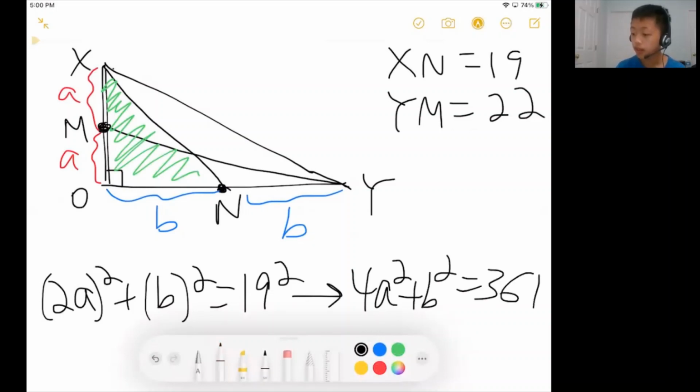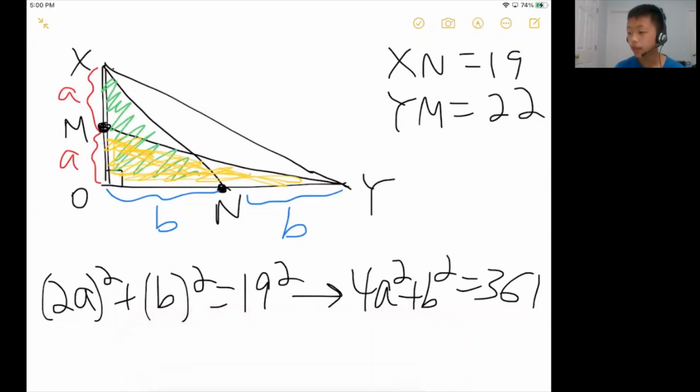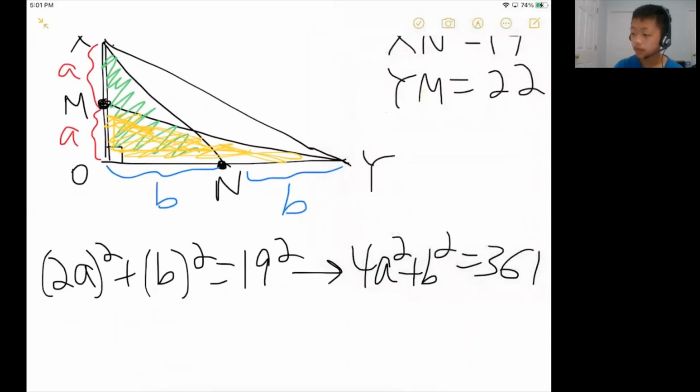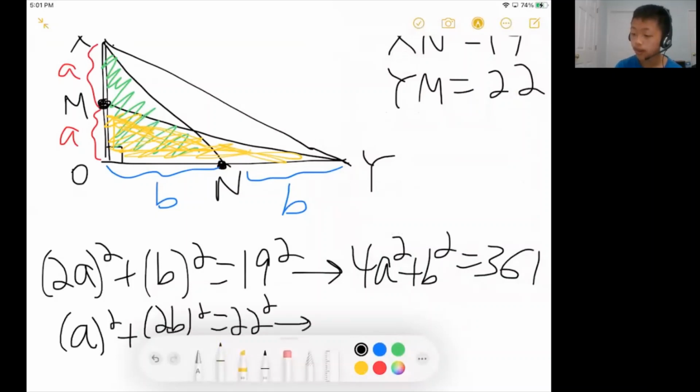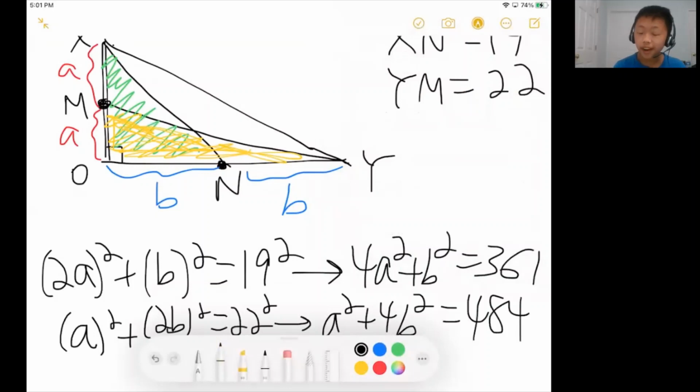And then you can look at this yellow triangle here, which is triangle MOY, and we can use the Pythagorean theorem on that. So we know A squared plus 2B squared has to equal YM squared, which is 22 squared. So you can write that as A squared plus 4B squared equals 484. So now we have two equations and two variables.